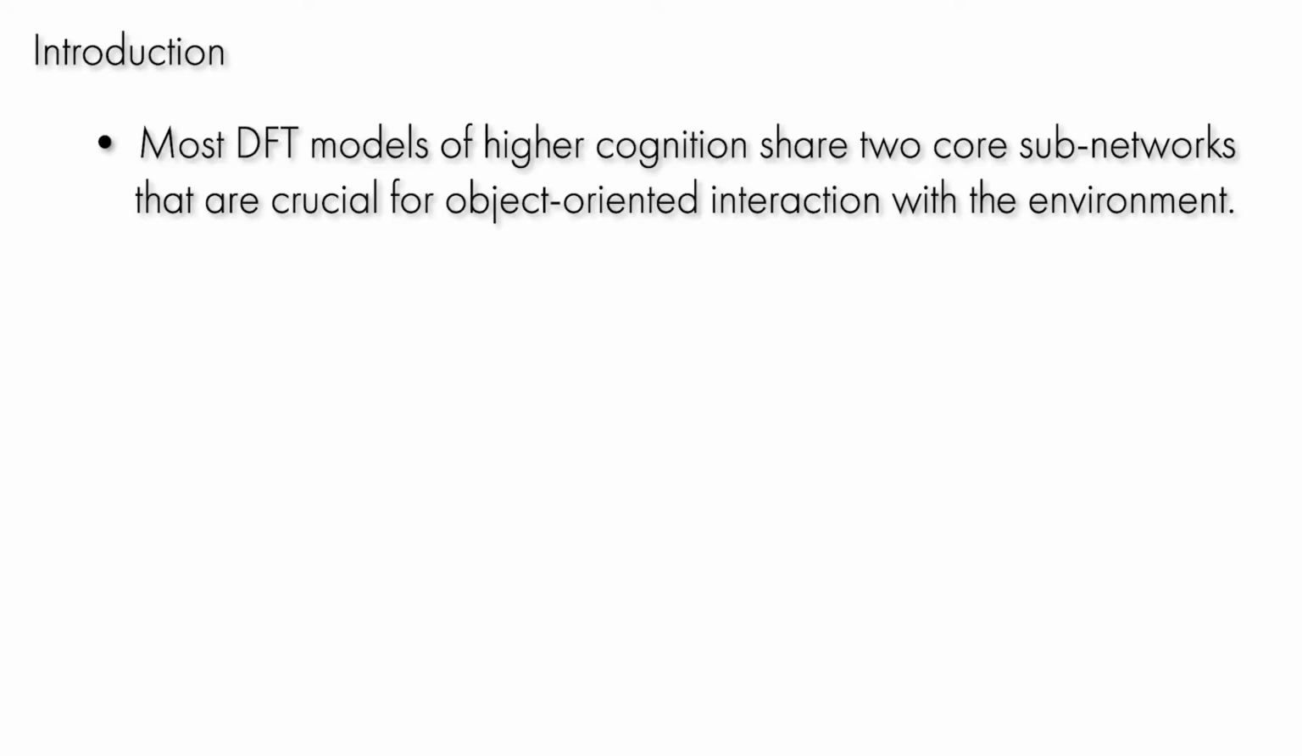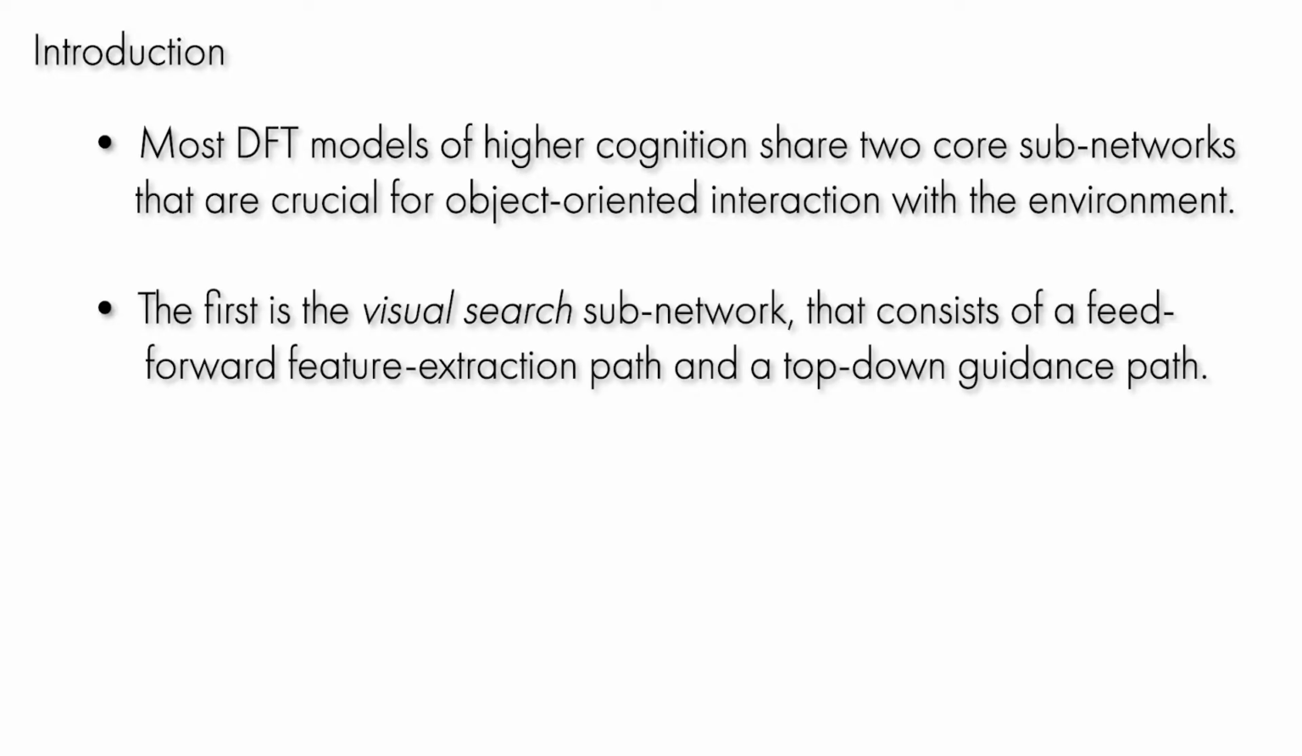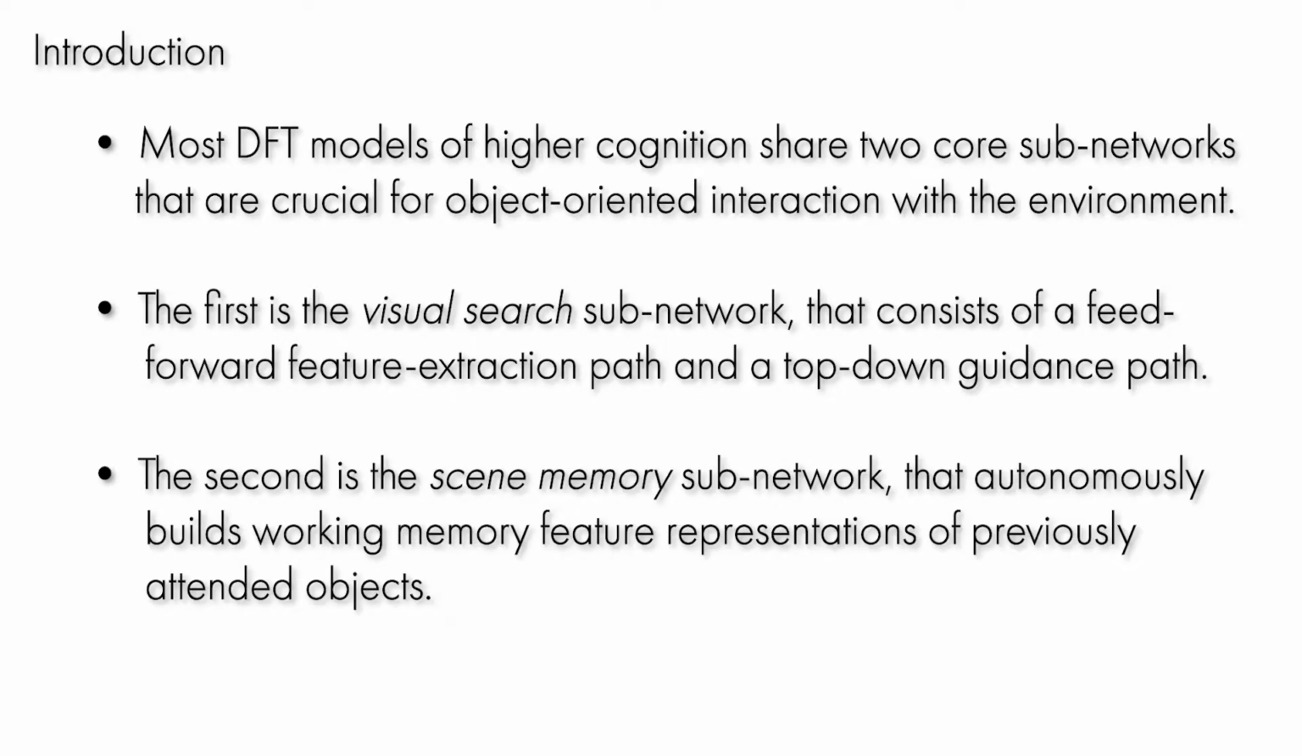Most DFT models of higher cognition share two core subnetworks that are crucial for object-oriented interaction with the environment. The first is the visual search subnetwork that consists of a feed-forward feature extraction path and a top-down guidance path. The second is the scene memory subnetwork that autonomously builds working memory feature representations of previously attended objects.